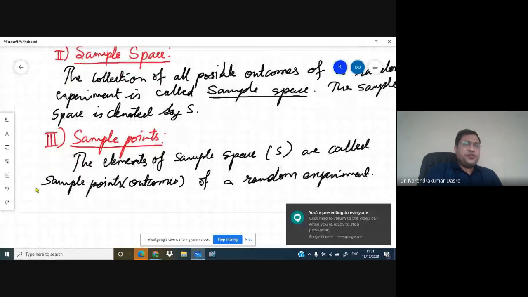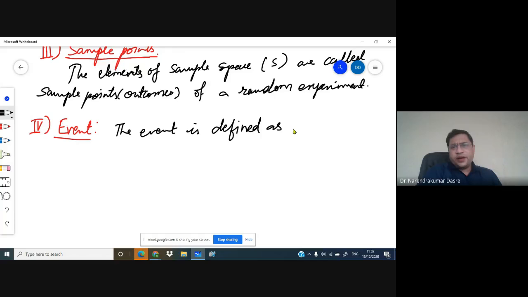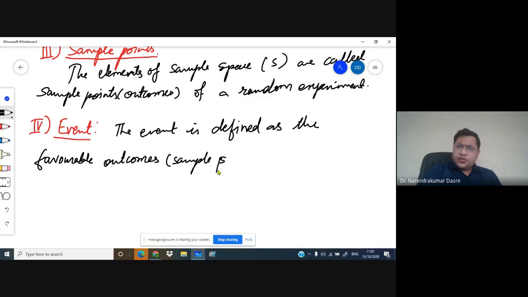So let us write the definition of the event, and then we'll see the different types of events. Once we have the sample point, then we have the next concept, the event. So what is the event? The event is defined as the favorable outcomes, or in this way of defining sample points: if I get the favorable outcomes or the favorable sample points, then we call it an event.